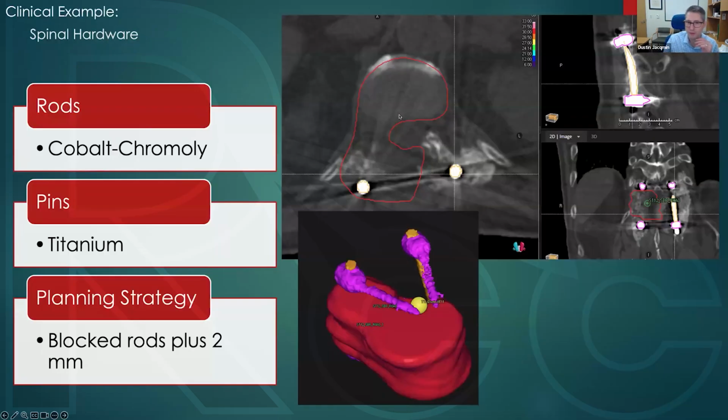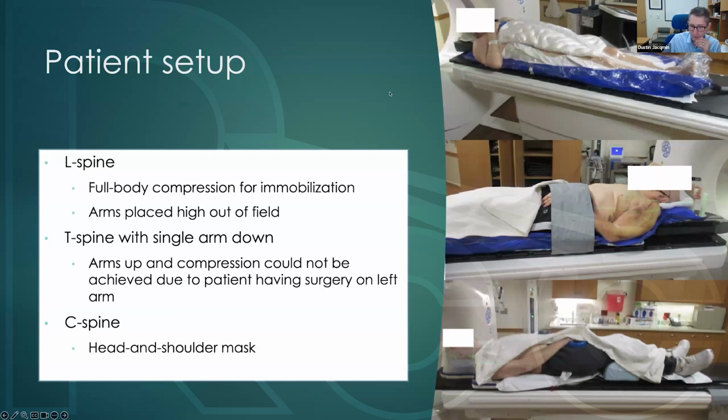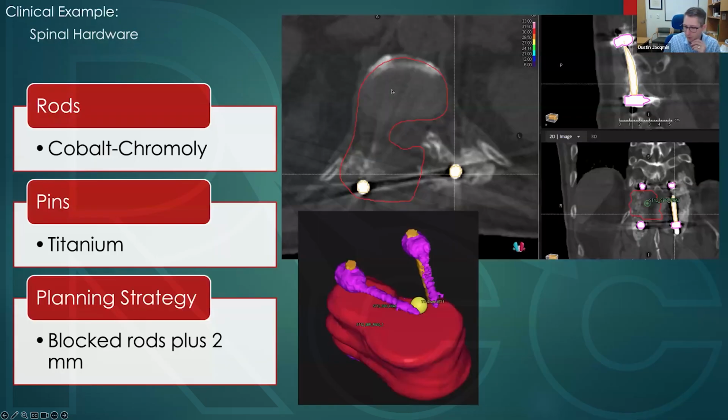Here's an example of spinal hardware in the treatment field. So, oops, sorry about that. My mouse is kind of driving itself today. So this patient had a pair of rods in their spine adjacent to the treated region, and then 2 pairs of pins holding these rods in place.